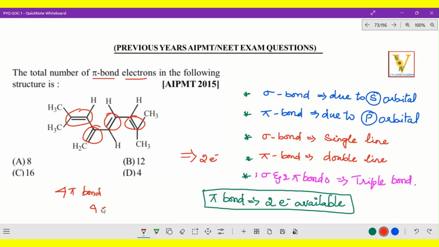So 4 pi bonds into 2 electrons, so 8 electrons. So total 8 electrons. Option A is the correct answer. Hope you got the clarity. Please note down, 4 pi bonds.